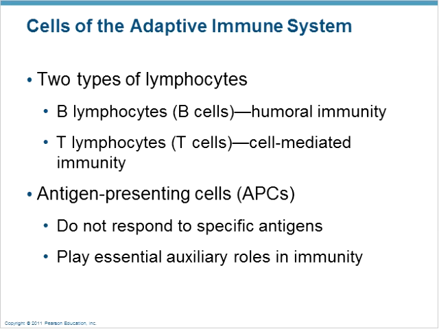The cells of the adaptive immune system include two types of lymphocytes and what are called APCs, or antigen-presenting cells. The most important we'll talk about are really the lymphocytes. And there are two kinds of lymphocytes, as I said. There's B lymphocytes, or B cells, which provide humoral immunity, that is antibody-generated immunity. Then we have T lymphocytes, T cells, which provide cell-mediated immunity. So they do very different things. And we'll talk about how they develop in just a little bit.